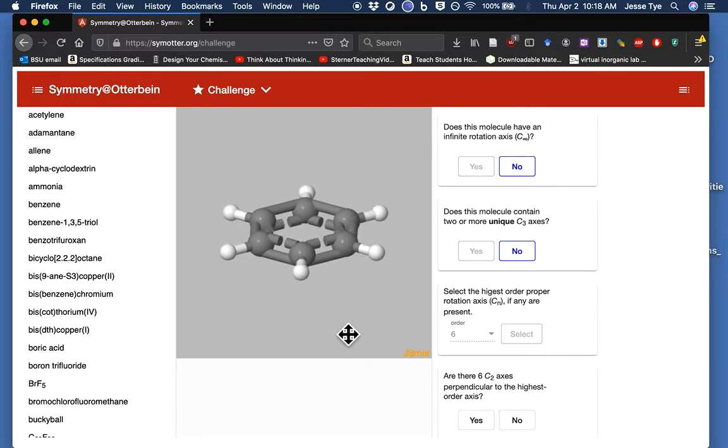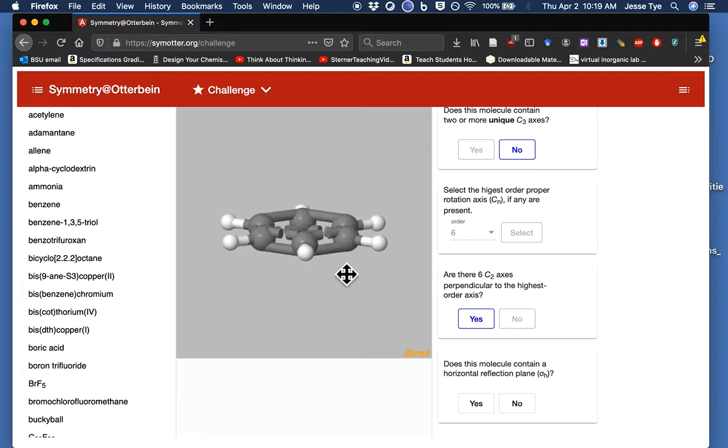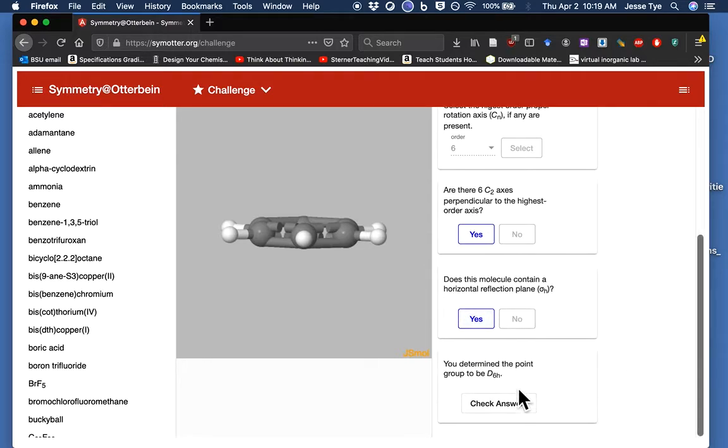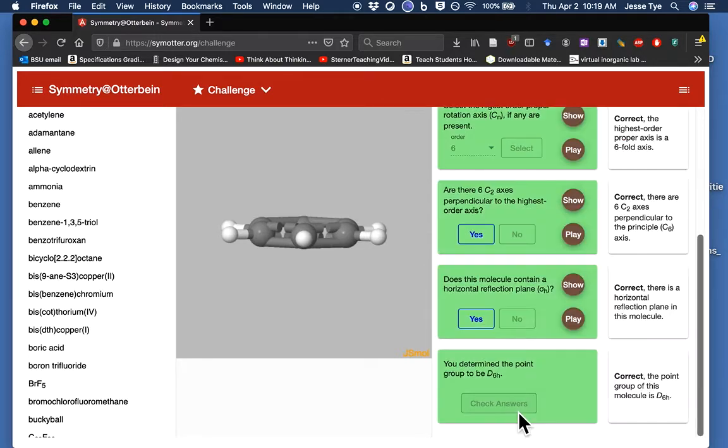Perpendicular to that, do I have C2 axes? I only have to find one. There's 6 of them there, but I only have to find one, and the other ones will be there. There's an axis that goes right through the middle of the molecule, and yes, it has perpendicular C2s. There's one that would go through hydrogen, carbon, carbon, hydrogen. So yes to perpendicular C2s. Again, my primary axis goes up and down here, and this molecule is flat, so there is a horizontal mirror plane. I can say yes to that. So I've determined this to be D6h point group, and yep, it is D6h.